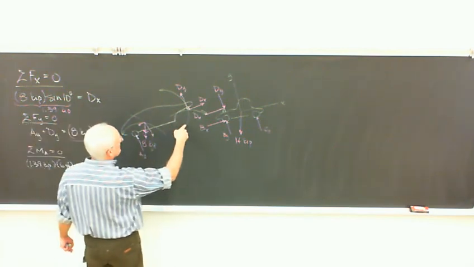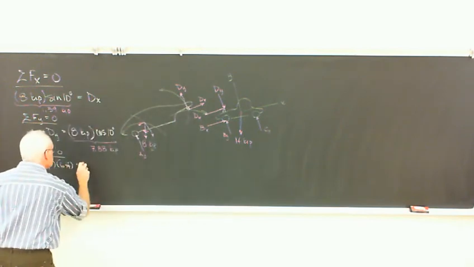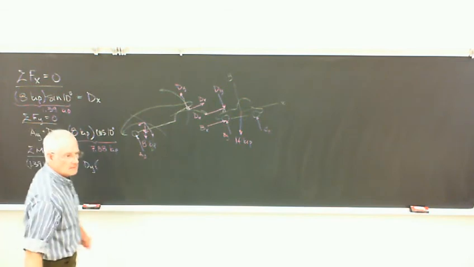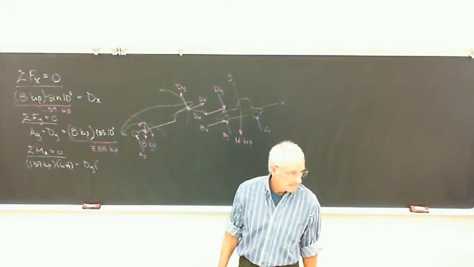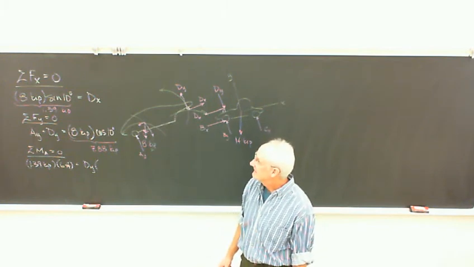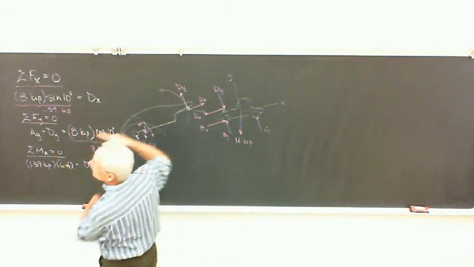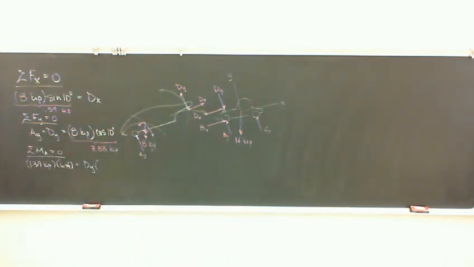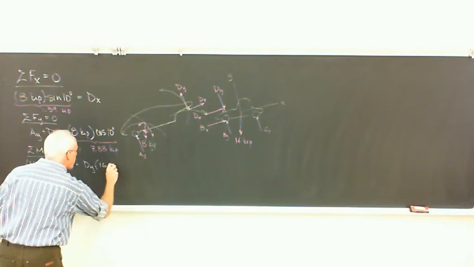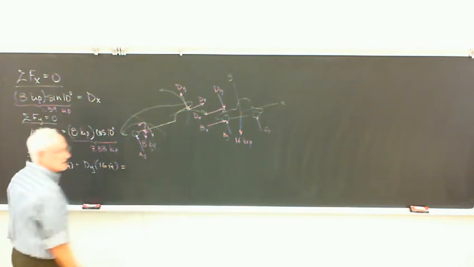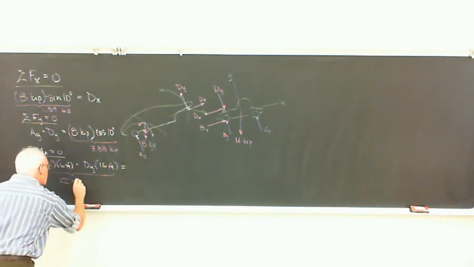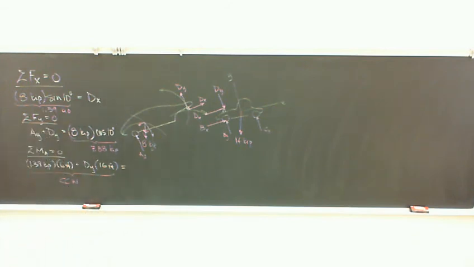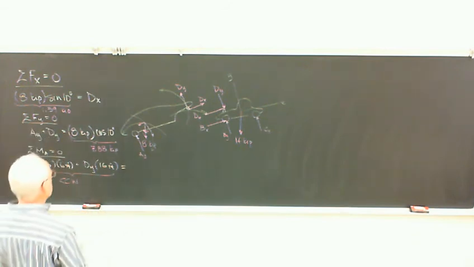And then there's one other counterclockwise moment, the dy, which we don't know. We're looking for that one. And its moment arm with respect to A is what? For the dy, we need the distance from A to the vertical with D, which is 16 feet. That's the two counterclockwise moments. And that's got to equal the clockwise moments for there to be equilibrium.